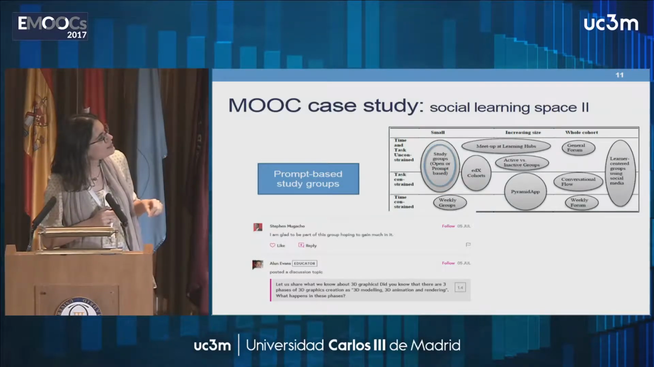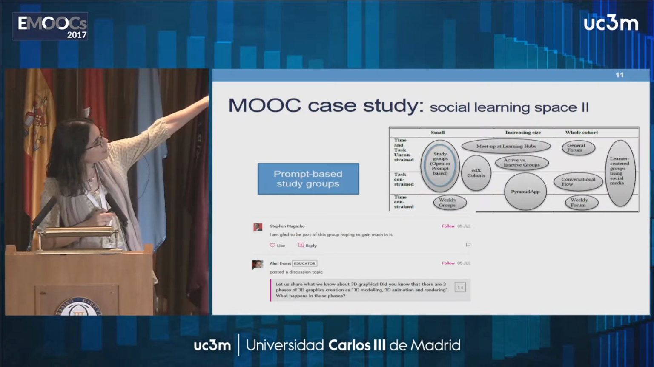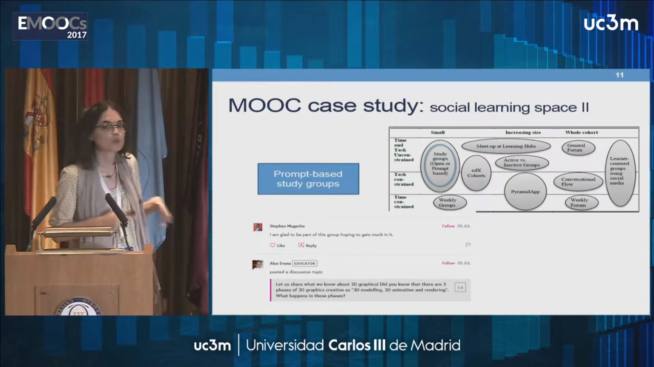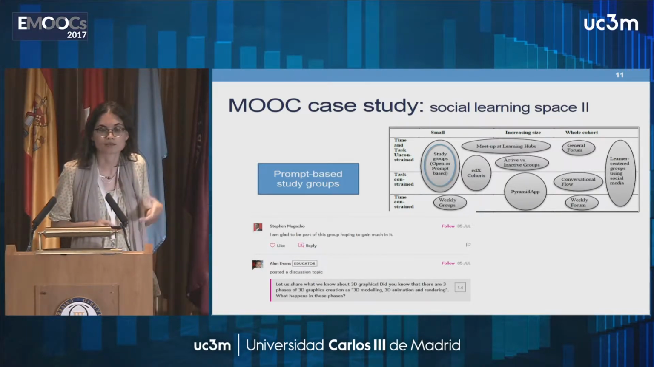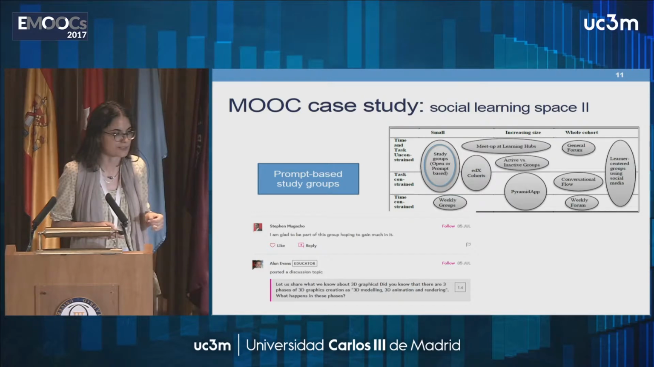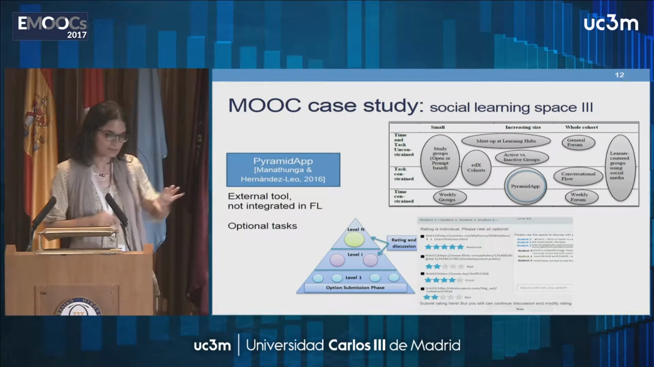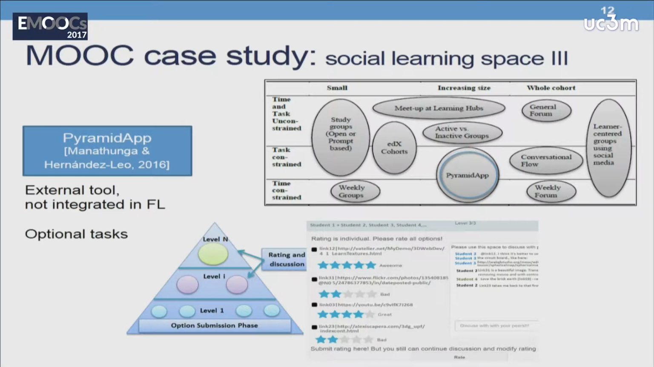The look and feel is quite similar to the discussion flow. And here you see how one of the educators is proposing a particular task: let's share one of the artifacts created in the MOOC by each of the participants. The third social learning space is situated between the other two in terms of the size of the groups participating. So it goes from small to increasing size. So it's considering increasing size of groups.